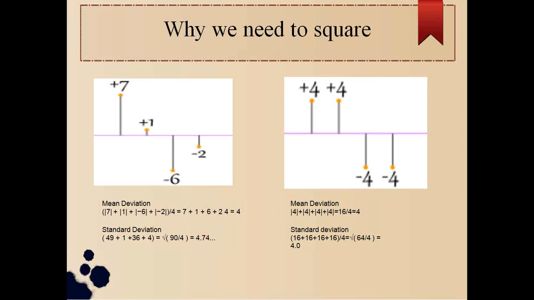So sometimes the mean deviation is quite confusing. Two sets of numbers that have a different span should have a different deviation, but mean deviation gave us the same figure, 4, which is a little confusing. So standard deviation is a more correct method, or mathematically more accurate. The first set has 4.74, the second set has 4. That's why standard deviation is mathematically more accurate, and academicians or mathematicians prefer to use standard deviation rather than mean deviation.